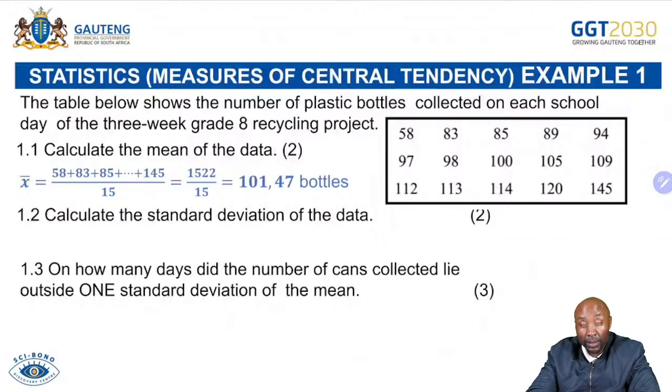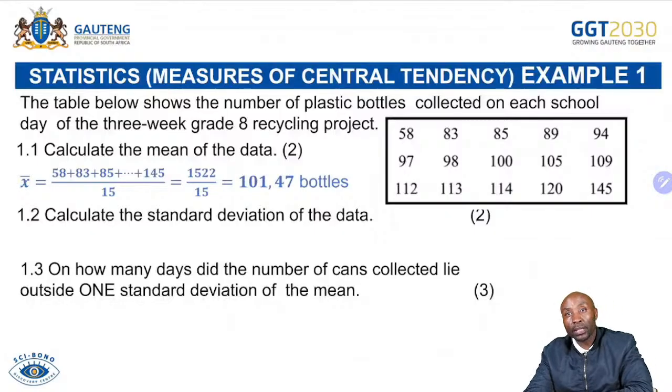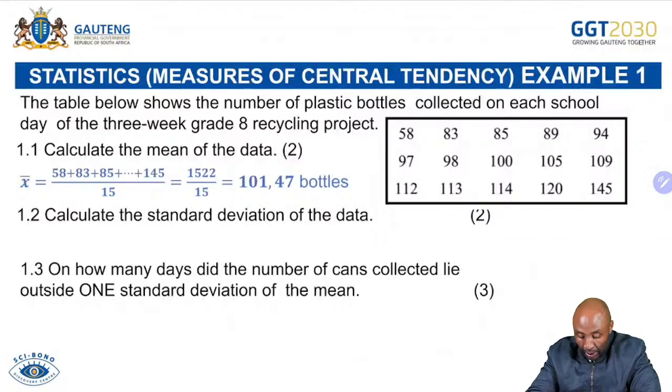Standard deviation, we are using our calculators. We can use either our Casio or our Sharp calculators depending on what we have, and we should be able to get our standard deviation as 19.07.